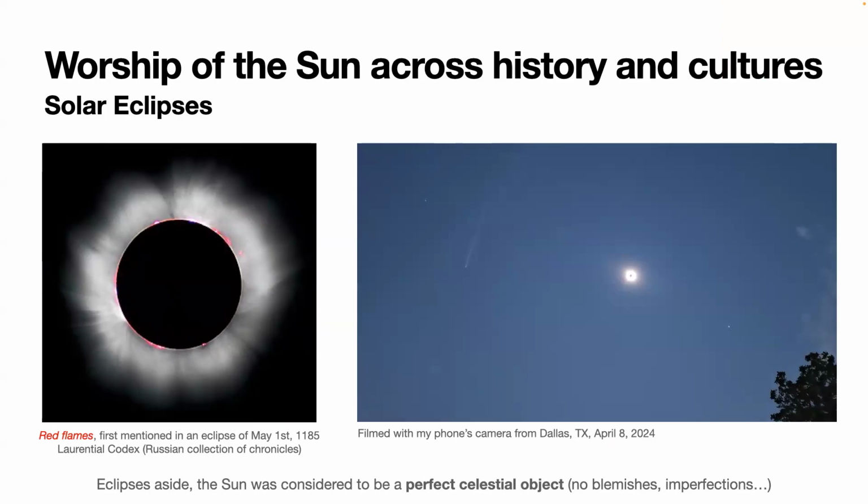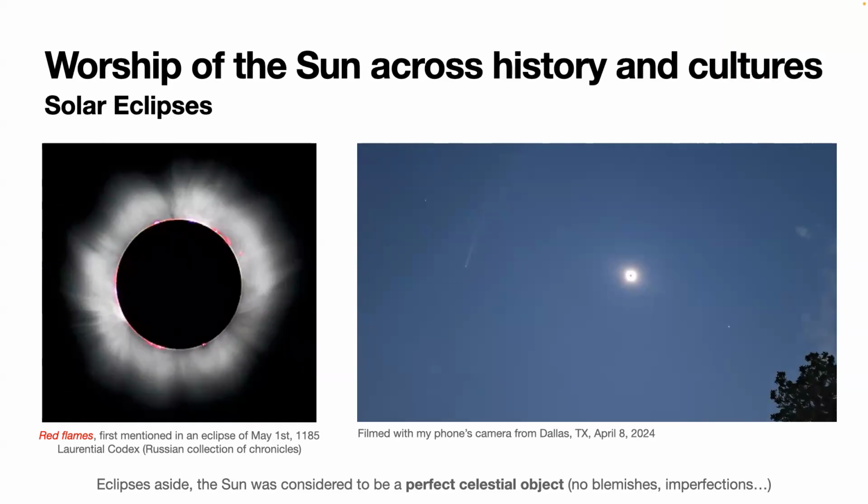All right, another thing that really triggered a sense of wonder or even fear in those early humans were the solar eclipses. And here you can see a picture of a solar eclipse that was taken back in, I believe, 1999. And you see some features of interest here. You see the extended tenuous atmosphere of the sun, this kind of diffuse white glow, together with some red flames. Now, the red flames were first mentioned during an eclipse that was observed about 1,000 years ago in the Laurentian Codex, which is a Russian collection of chronicles. Some wealthy aristocrat had the money to pay somebody to collect information about those times.